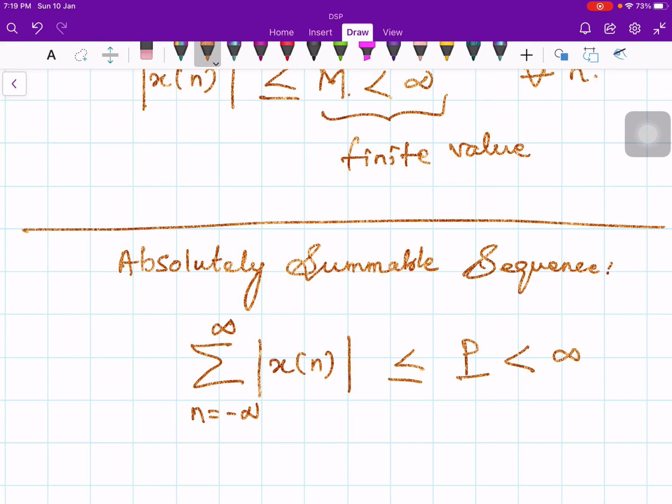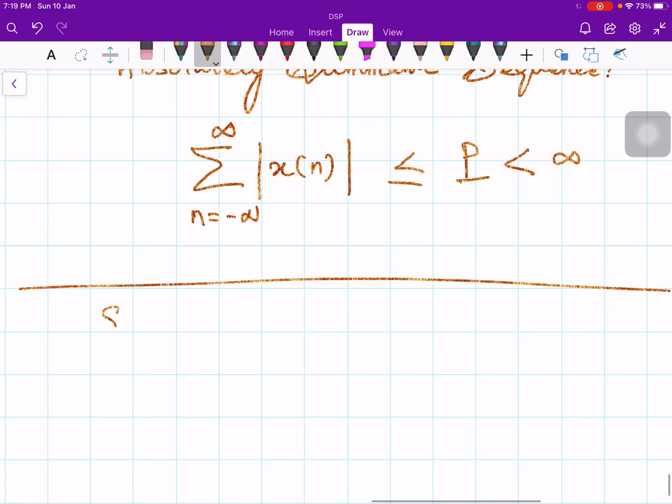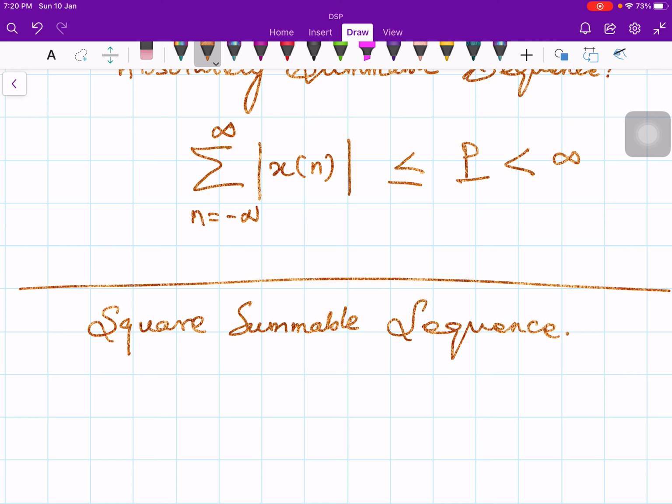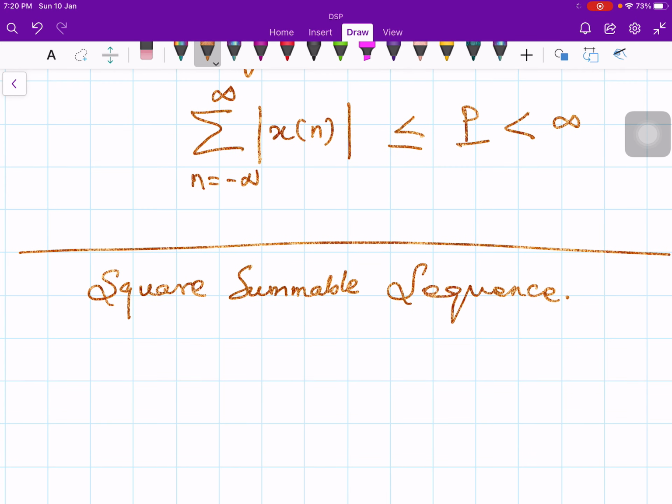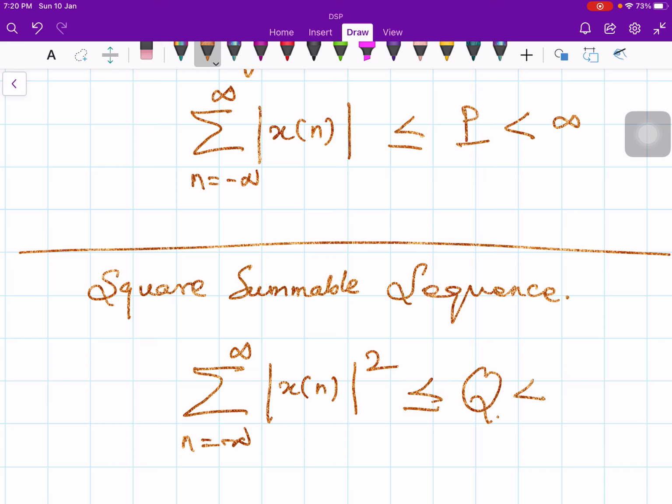Okay, and then we will move on to square summable sequence. So you can similarly define a square summable sequence. That means you take x of n, if it is complex, you take magnitude and then square them up. Then you take the summation from n equals minus infinity to plus infinity, and this is less than or equal to some number, let's say Q, and this is a finite number less than infinity.